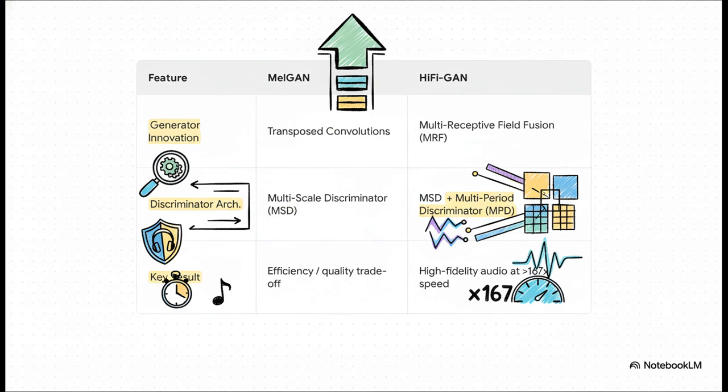For the generator, they brought in a new idea called multi-receptive field fusion, or MRF. And for the discriminator, they kept GAN's multi-scale discriminator, but they added an absolute powerhouse next to it, the multi-period discriminator, or MPD. And that combo was the key.